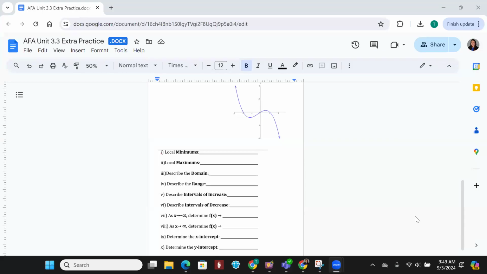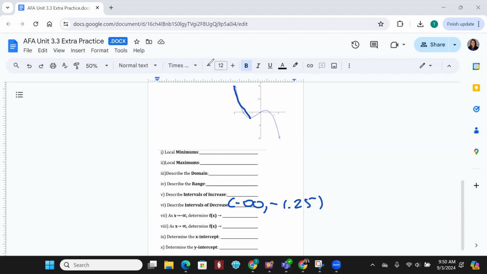Okay, so for intervals of increase and decrease, the first one is decreasing. So we're going to say from negative infinity to about, if you said like negative 1.25 or 1.5, that's fine. If you said negative 1, that's okay too. They didn't tell you the exact specifics.